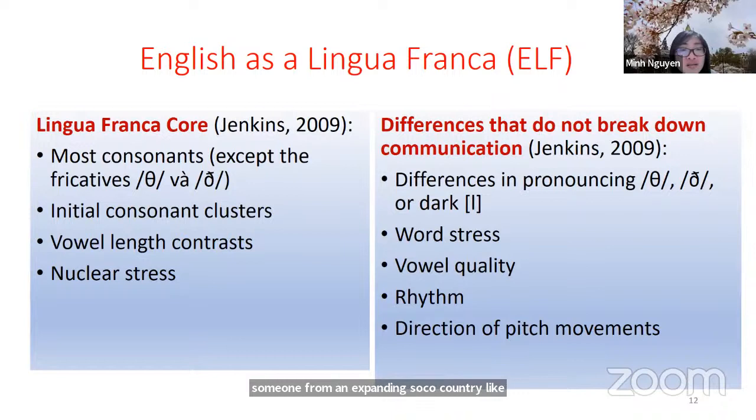So how do you make yourself understood not only to native speakers of English from the UK, the USA, New Zealand, Canada, Australia, but also to speakers from Singapore, to speakers from China, for example, right?